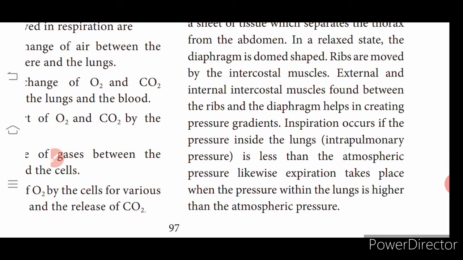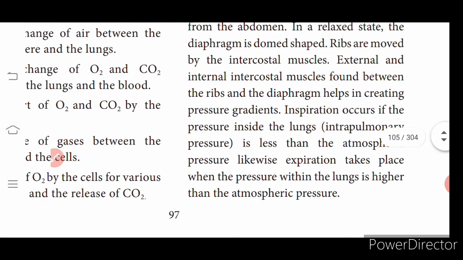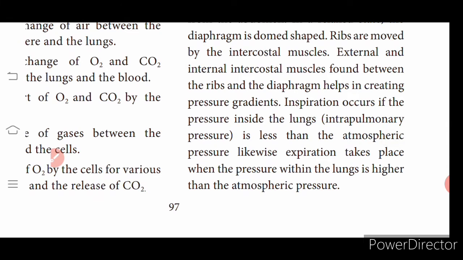Ribs move by the muscles called as intercostal muscle. Follow? So we said the movement of the lungs occur with the help of the ribs and the diaphragm. Diaphragm itself is a muscular sheet. Ribs, how do they move? With the help of the muscles. They are named as intercostal muscle. Follow? So intercostal muscle are of two types. They are external intercostal muscle and internal intercostal muscle.